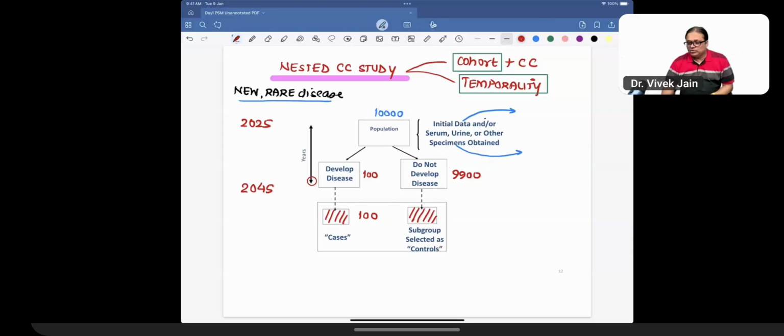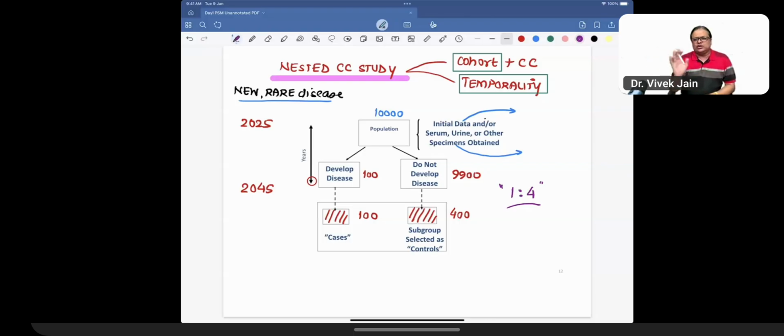No, 100, no, that is not correct. Dr. Astha is right. Ideally, you should take 400 controls. Please remember, the best ratio of cases and controls to be taken is 1:4. If it is not possible, then make it 1:3. Not possible, 1:2. Not possible, minimum should be 1:1. But ideally, it should be 1:4 if possible.